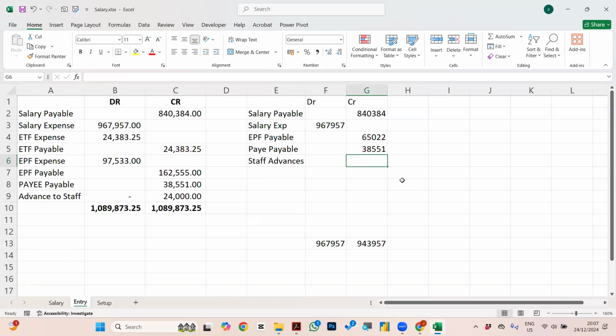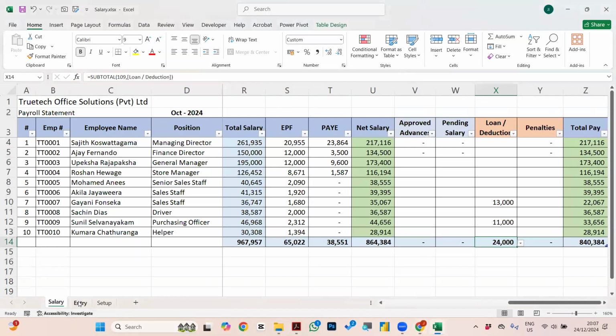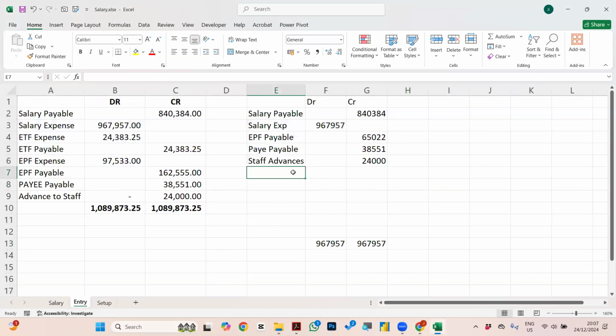Now I'm going to say 24,000 credit. So now this is exactly matching. Now this salary part is done. That's perfectly matching. There are two more things we need to do.